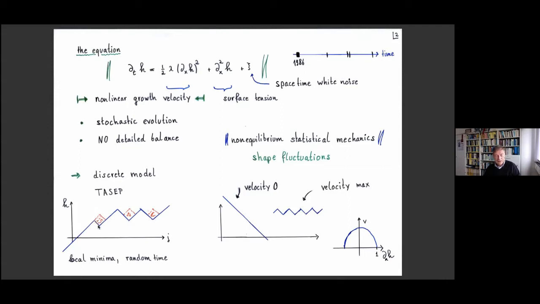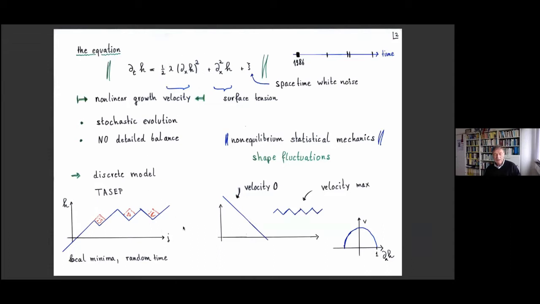So here, for instance, it would be a local minimum, and here the clock is already running. There's an exponential distribution, and once the clock rings, you simply add an extra square over here, and so on. At every point, and you do this independently for each one of the added squares. So that's a very simple dynamics, and for this you can understand where the nonlinearity comes from.